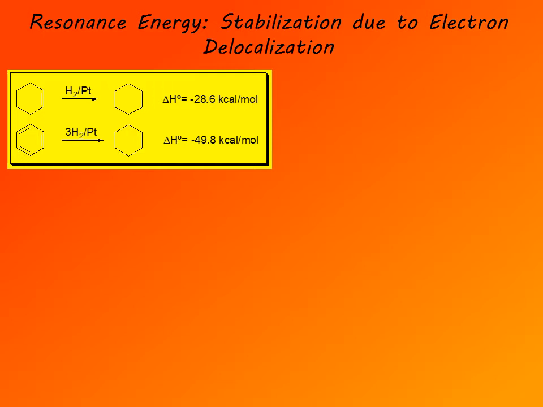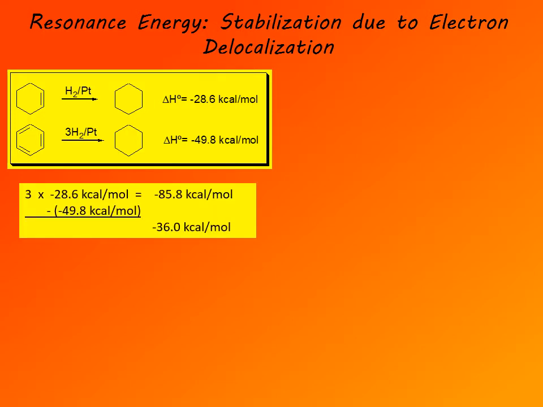So if we want to calculate by how much benzene is stabilized due to electron delocalization, we start with cyclohexene, compound that has only one double bond in a six-membered ring. Upon hydrogenation of cyclohexene to cyclohexane, 28.6 kilocalories per mole are released. Obviously, that's exothermic process. Now, in case of hydrogenation of benzene to the same compound, cyclohexane, under the same conditions, 49.8 kilocalories per mole are released. And so from these two values, we can calculate the amount of stabilization due to electron delocalization.